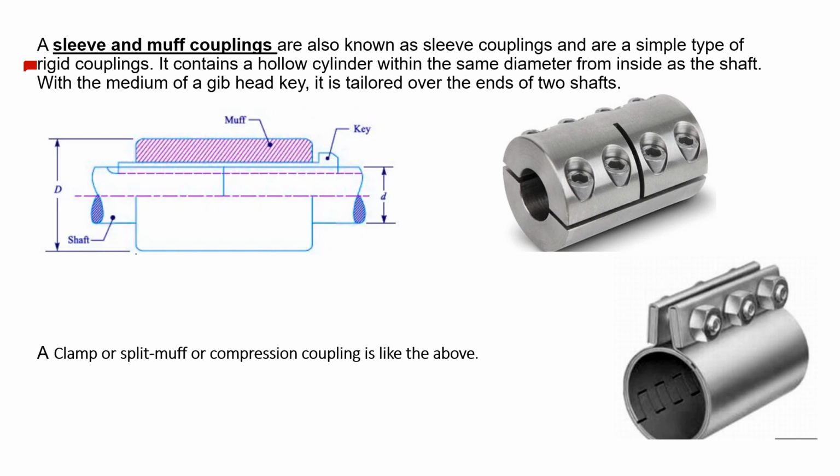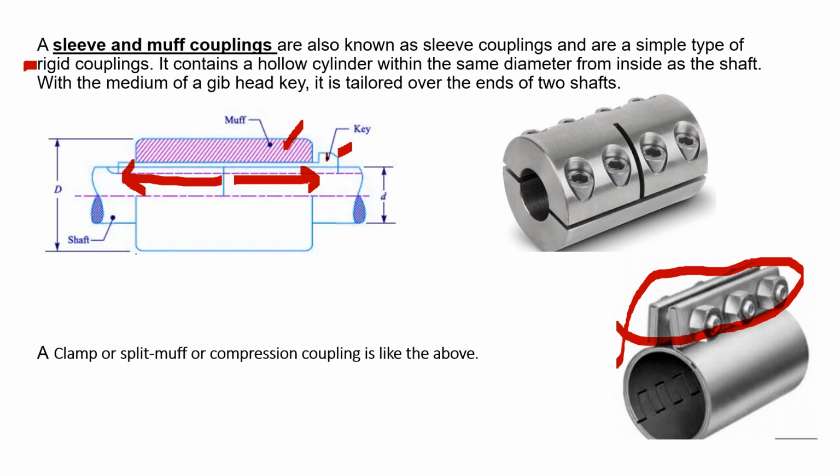So if you see, this is the drive part, and this is the driven part. Both shafts are connected with a muff. Okay, sleeve and muff. This is the sleeve. This is the muff. The sleeve and muff is locked with a key, right? A clamp or split muff or compression coupling is like the above. See, it is coupled like that, and then it is clamped with fasteners. So it is a sleeve and muff coupling, a simple type of rigid coupling. Usually it has less flexibility than the other types of couplings.